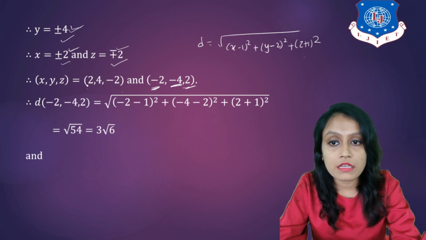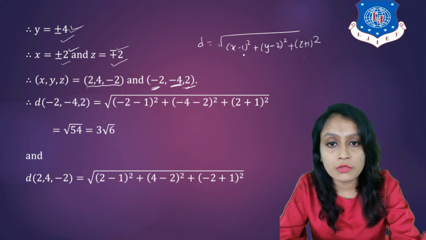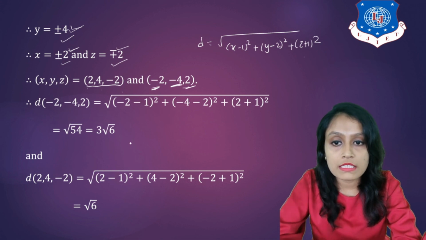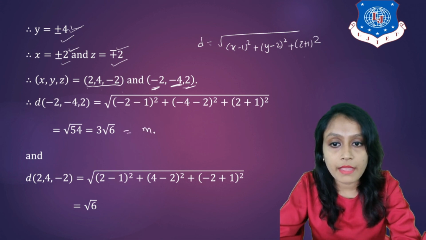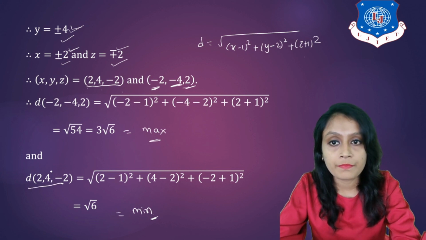Now we will find the distance at this particular point (2, 4, minus 2). Again, in place of x you have to substitute 2, in place of y 4, and in place of z minus 2, and simplify. So you will get distance is equal to under root 6. Now you can see this is the maximum distance and this is the minimum distance. So we have found out the maximum distance and minimum distance. We get the maximum distance at this particular point and minimum distance at this point.